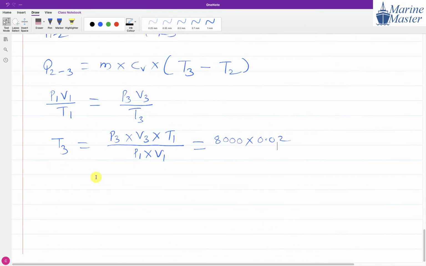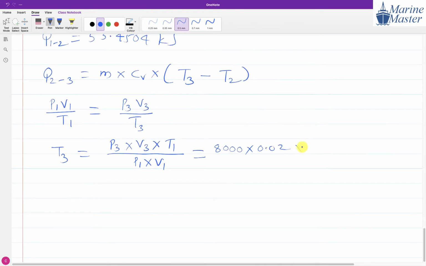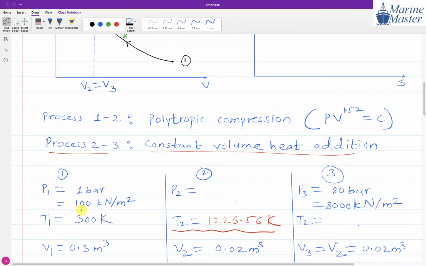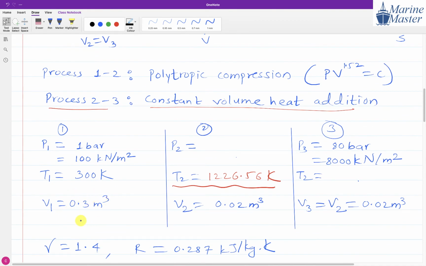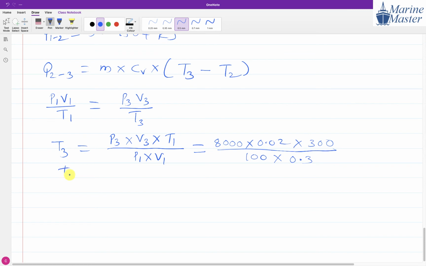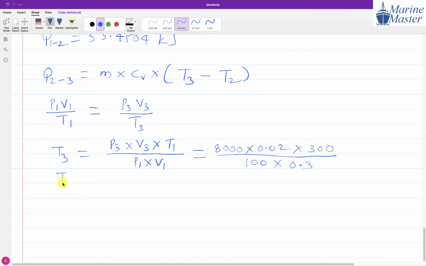And then we have T1, 300 Kelvin. P1 is 100, and V1 is 0.3 meter cube. Check it in the table. So if you do the calculation, we will get a value of what? T3.